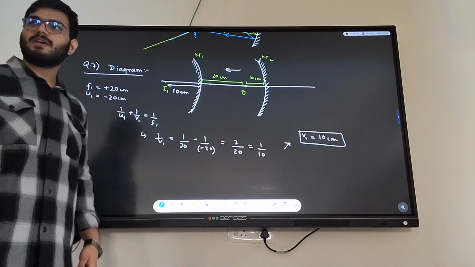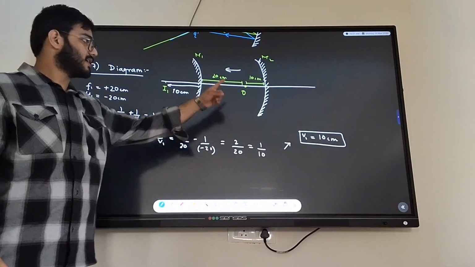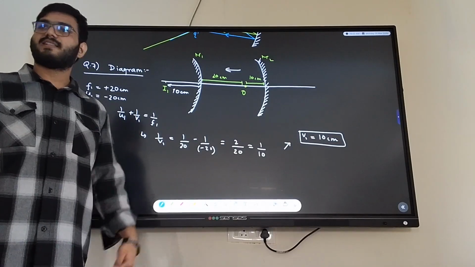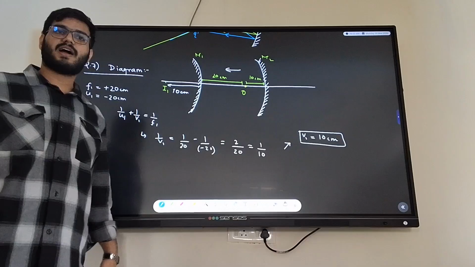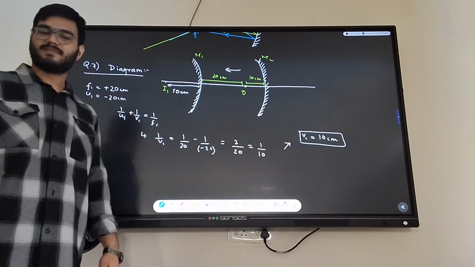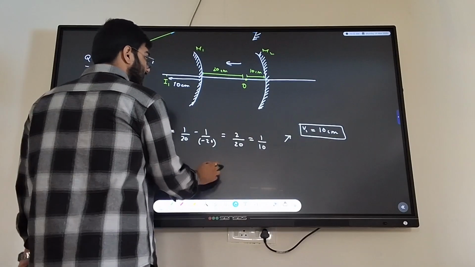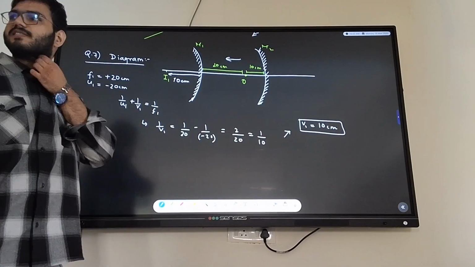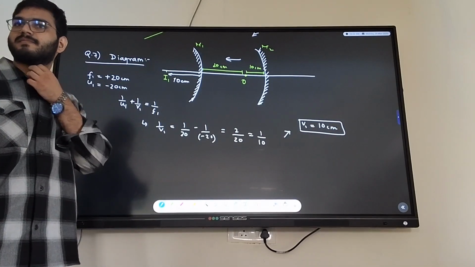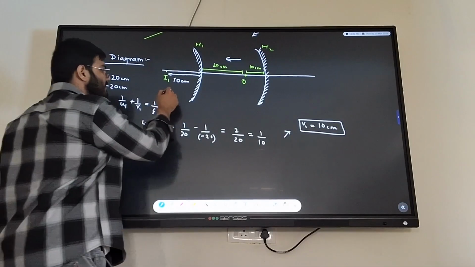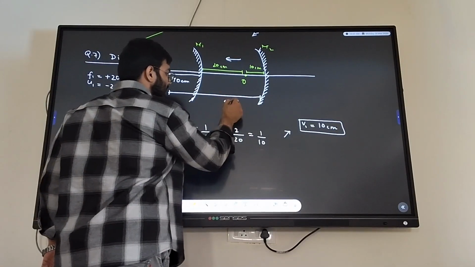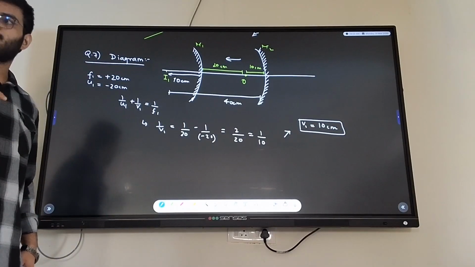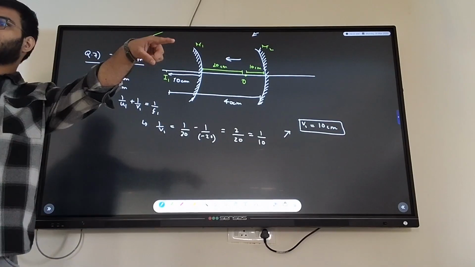Now what does this image I1 act as for mirror M2? Object. That acts like an object for mirror M2. And that will create another image, I2. Do you understand? The image I1 will act as an object for mirror M2. Then for mirror M2, what is the object distance? It should be 40. But now let me ask you this. What should be the incident ray direction for M2? Left to right. It should be in this direction, right?